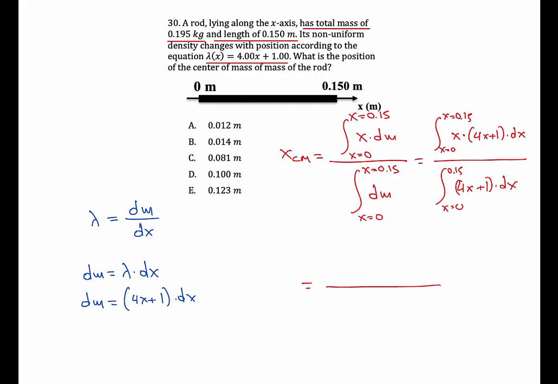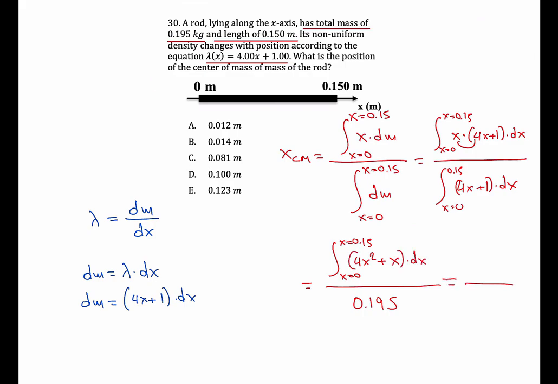However, let's verify this with the calculator. So if I open an integral and I do from 0 to 0.15 of 4x plus 1, we get that the value is indeed 0.195. And for the top integral, I cannot calculate it immediately. First, I need to eliminate the brackets. So from x equal to 0 to x equal to 0.15, x times 4x is 4x squared, plus 1 times x, so plus x dx.